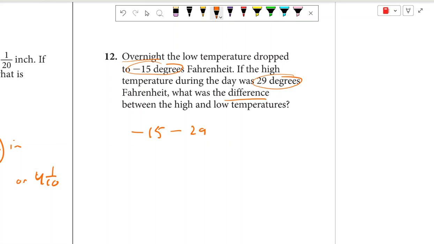So we want to find the difference of the two. It's good to use additive inverse to help ourselves out. And these are negatives plus negatives, so we're going to get many, many more negatives. So our negative here is going to be 44 negatives. So there's a difference of 44. Now, if we want to know what that difference is, we need to find the absolute value of it. And the absolute value of negative 44 is 44 degrees. That's the difference between the highs and the lows. It's a 44 difference.